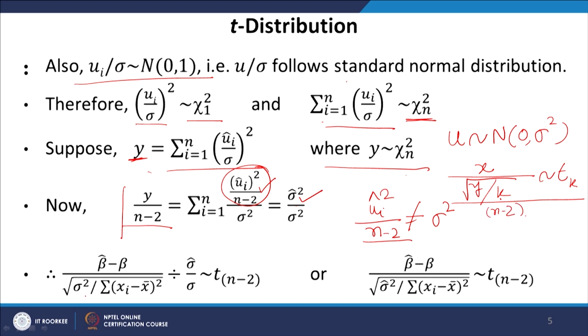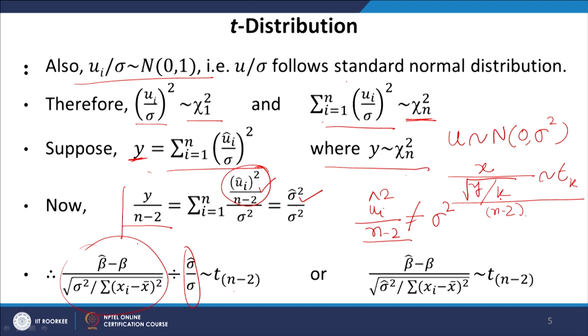Okay. So, now you can see that this is our x, which follows a standard normal distribution with mean 0 and variance 1, and this is our root over y by k, or root over y by n minus 2. Y follows a chi-square distribution with n minus 2 degrees of freedom, and x divided by root over y by n minus 2 would follow a t distribution with n minus 2 degrees of freedom.